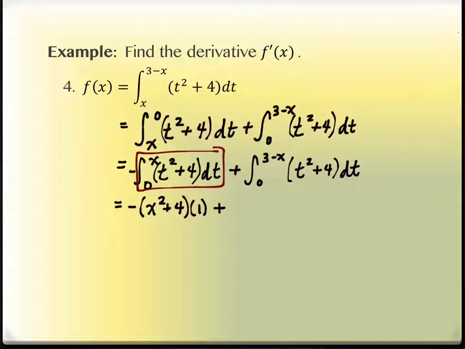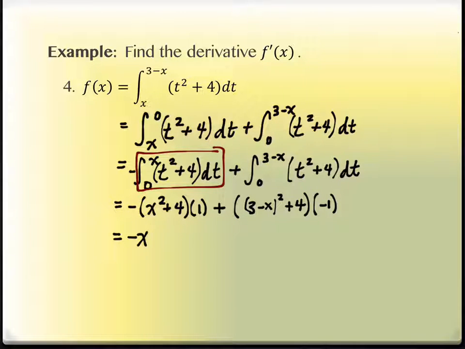The second piece, I'm going to do the replacement again. So I'm going to have 3 minus x, squared, plus 4. And then I need to do the derivative of 3 minus x, which is negative 1. So we do have to make sure that we get it on that one. And now let's clean up the algebra, and we will be done for today.